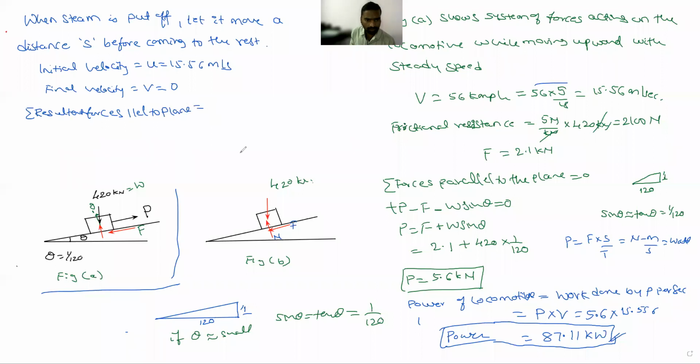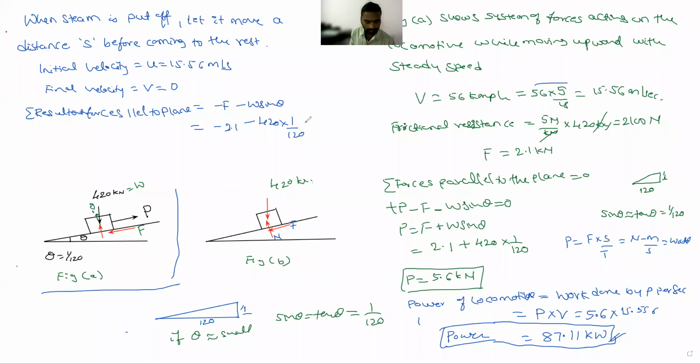What are the forces parallel to the plane? Okay, in this diagram, F is minus F. Next, weight is also minus, so minus W sin theta. How much is it? Minus F is 2.1. Minus weight is 420 into 1 by 120. So how much is the total?